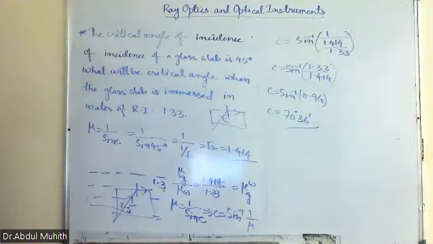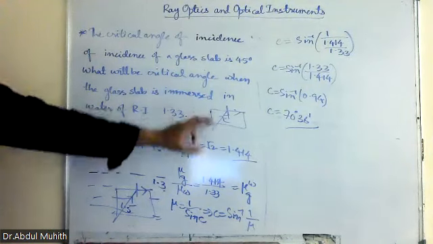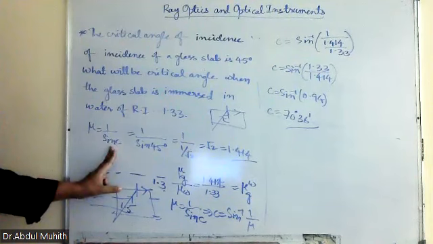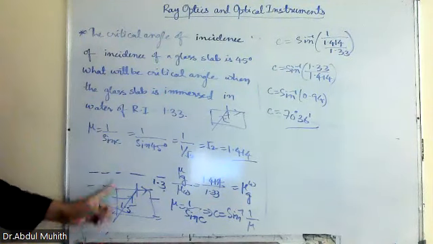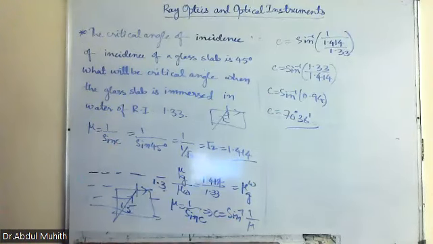Okay, so is it clear now? First, what happened? We are taking glass and air. We found out the refractive index. Then the second time the same glass is immersed in water. What is the critical angle? We found out in this way. Clear?